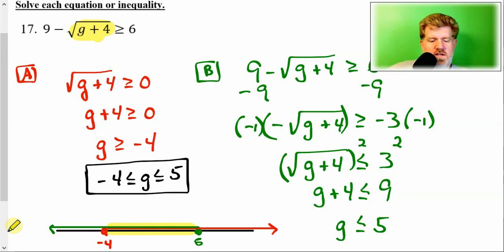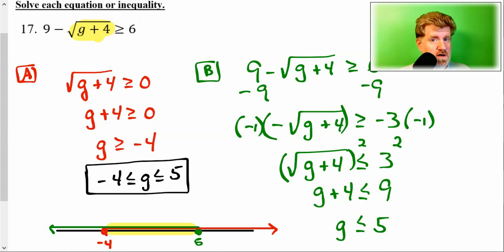And if you pick any number in those intervals, it'll tell you. Like, what's a nice number that's between -4 and 5? Not like it's right in the middle, but it's between them. Don't pick a hard one. How about 0? Isn't 0 right between these two? All right, what's 0 plus 4? 4. What's the square root of 4? 2. What's 9 minus 2? 7. Is 7 bigger than 6? Yes. So it's all the numbers in here.